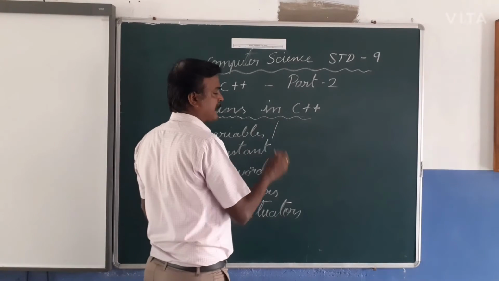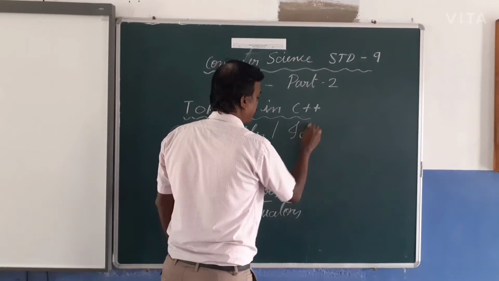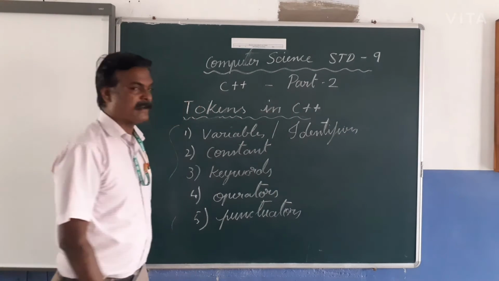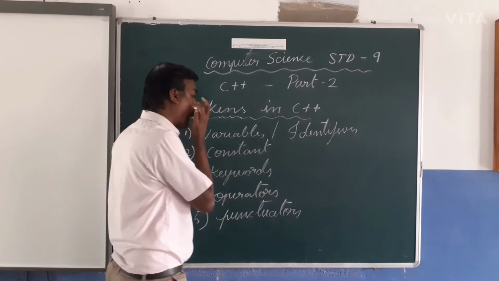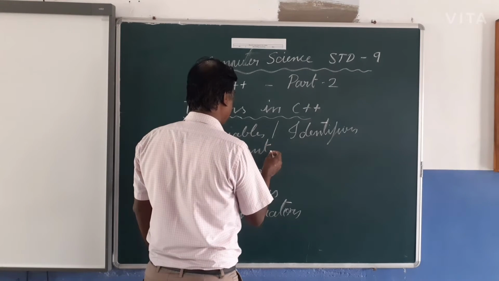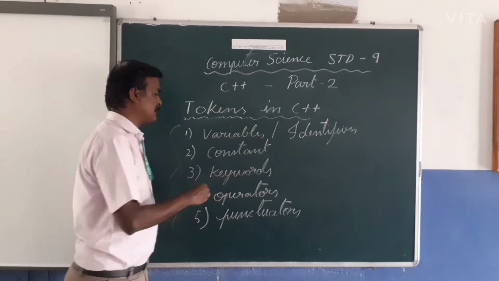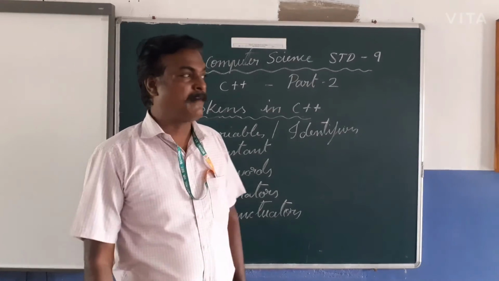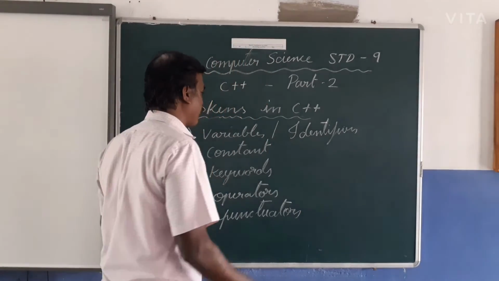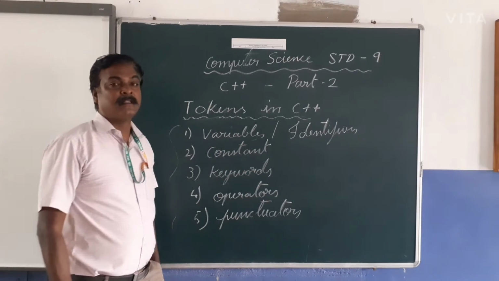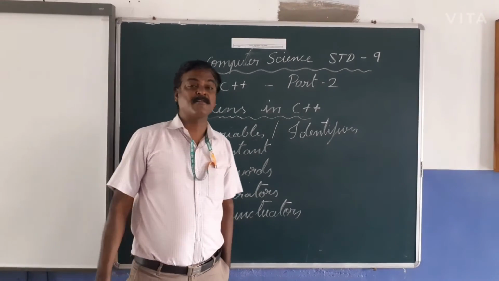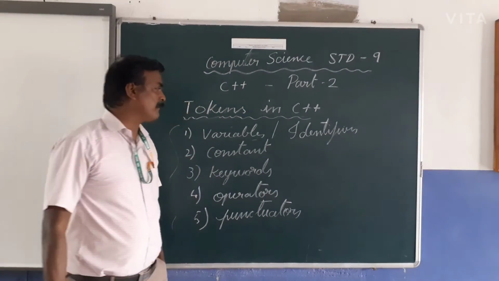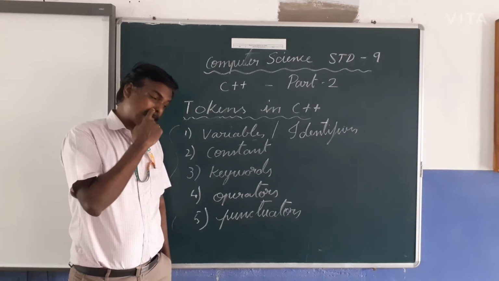Variables are otherwise called identifiers. What is called a variable? The value that changes during the execution of your program is called a variable. An identifier given to a value is called a variable.